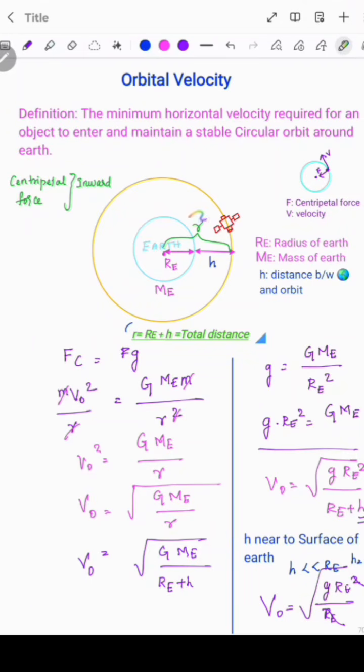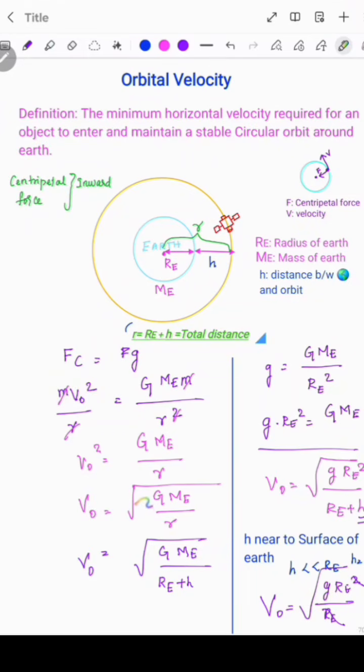So to maintain the stable equilibrium of the satellite rotating in a circular orbit, we equate the centripetal force to the gravitational force, right? Therefore, m V0 square by R, which is the centripetal force formula, is equal to G, the universal gravitational constant, into Me, the mass of the Earth, into m, the mass of the satellite, divided by R square. So m and m get cancelled, R and one R from R square will go. Therefore, the remaining thing is V0 square equals G Me by R alone.